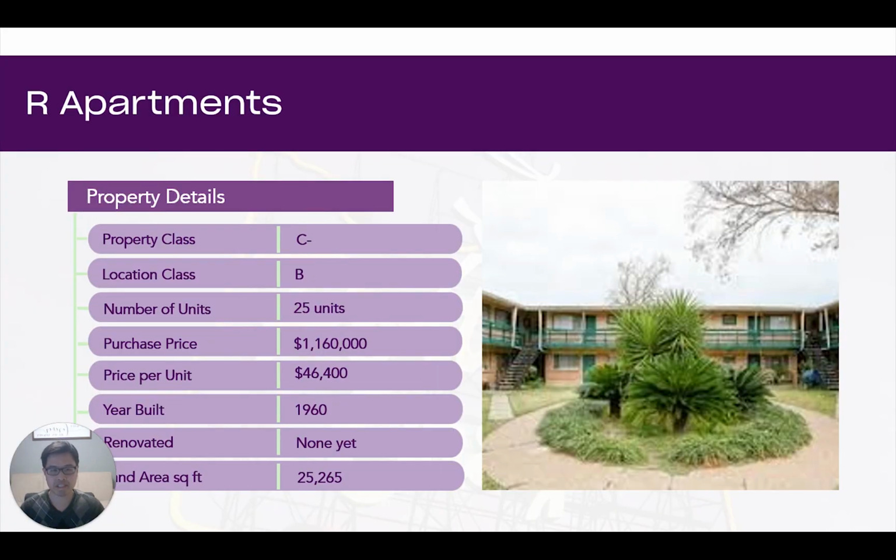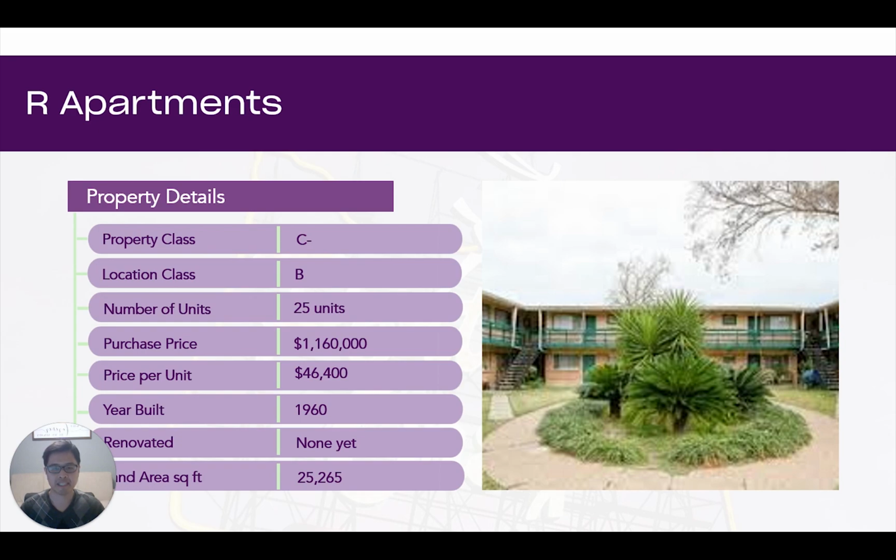For privacy reasons, we're not going to actually put the name of the apartment complex here. We're just going to call this our apartments. We invested in this property in 2018. It is a 25-unit property built in 1960. At the time, it was a C- property in a B-class neighborhood in Texas.